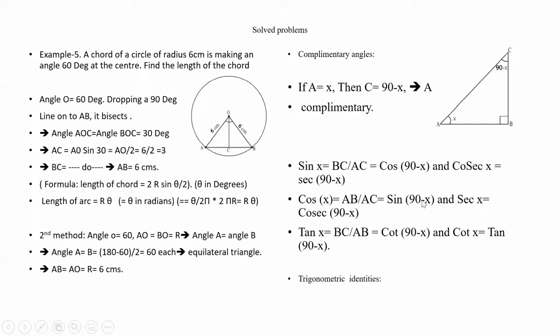So when I put 1 by both sides, if both are the same, 1 by cos X is secant X, and 1 by sin 90 minus X is cosecant 90 minus X.